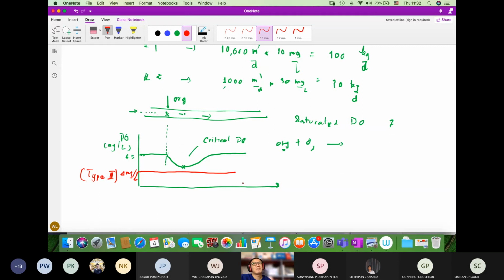Only some particular types of aquatic organisms can survive. For example, catfish. Do you know catfish? They can actually survive even when the dissolved oxygen goes lower than 2 milligrams per liter. They are really strong. That is why they live in the paddy field with the flooding water in the paddy field.